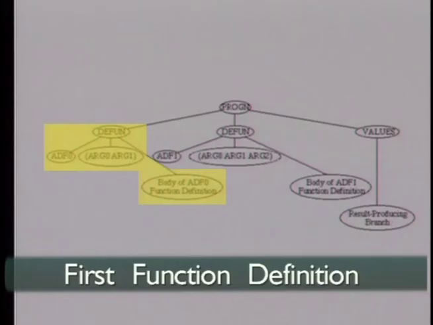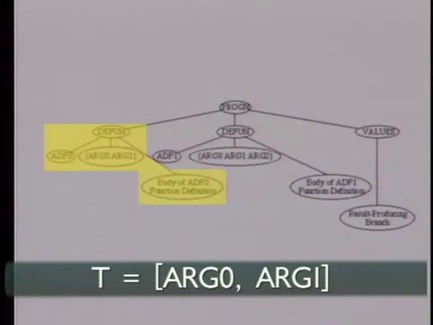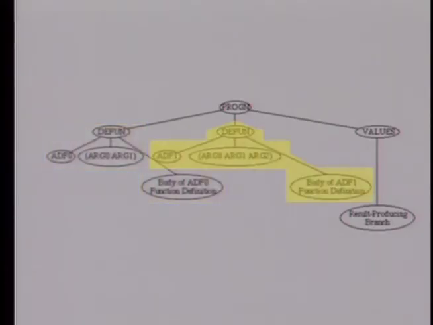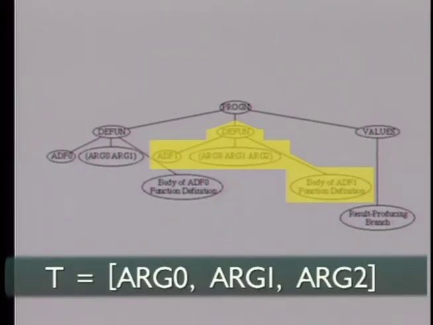The first function-defining branch would typically be composed of the primitive AND, OR, NAND, and NOR functions, and some number, perhaps 2, dummy arguments or formal parameters. The second function-defining branch would typically be composed of the first defined function, the 4 original primitive functions, and some number of dummy arguments. In generation 0 of a run of the 11 parity function, the best of generation individual scores only 1,026 out of a possible 2,048.